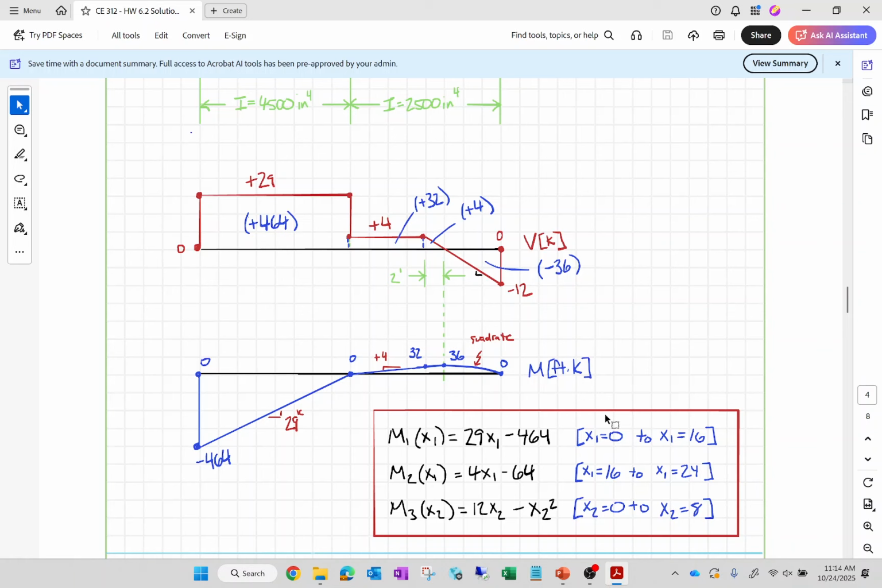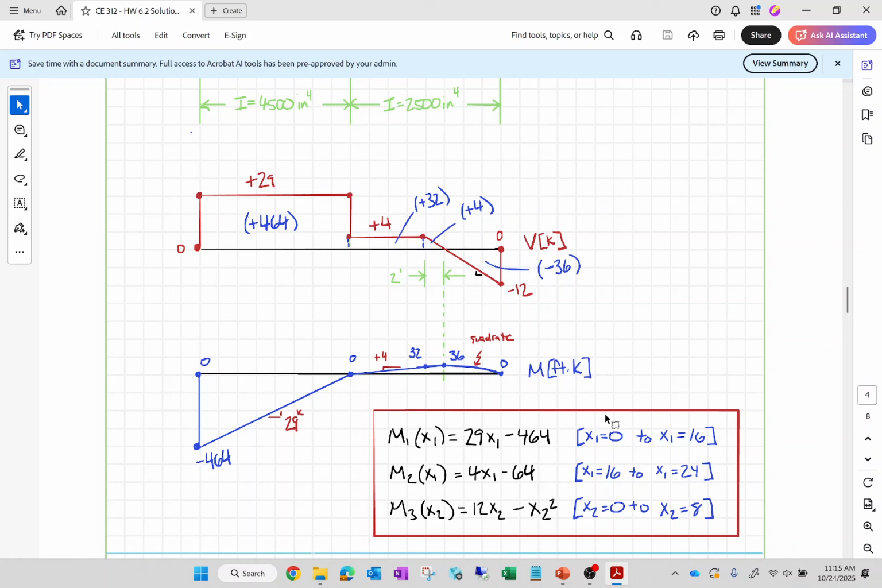So if I look at, let's say, this first one, what do I know about that line? I know that the slope is positive 29. And how do I know that the slope is positive 29? Because that's what the shear is right there, okay?